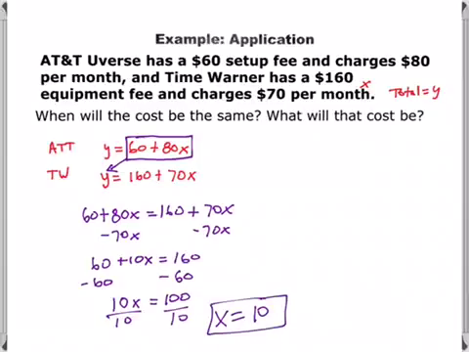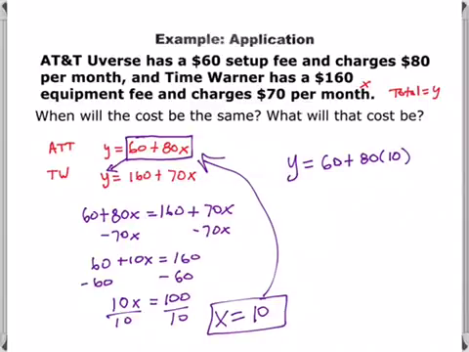Now to figure out y, we just plug it back in. And so in this case, y equals 60 plus 80 times 10. And we get y to equal 860. So that means after 10 months, both companies will charge the same, which in this case will be $860.